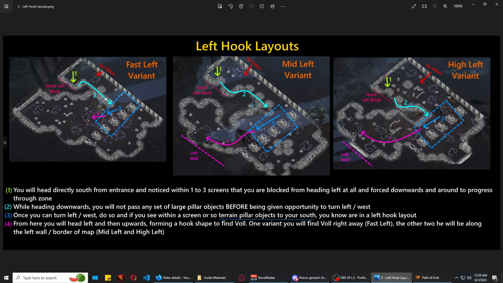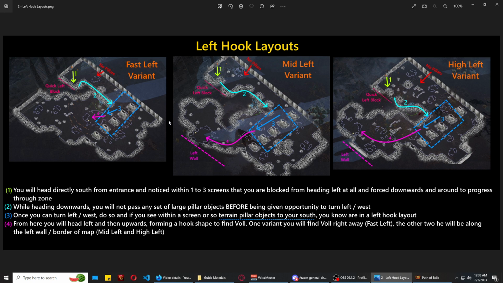And the only difference between these three variants of the left hook layout is really how far left vol is. In one of them, the fast left, vol will essentially be within 1 to 2 screens after you take a left. And then in the other two left hook layouts, vol will be on the left border of the map. The only difference is, in one variant, he'll be a little lower on the left border. In the other variant, he will be higher.